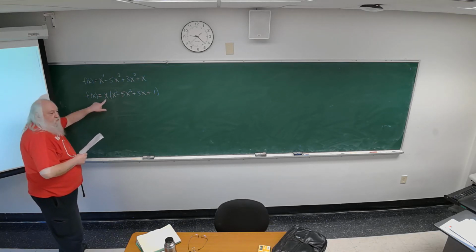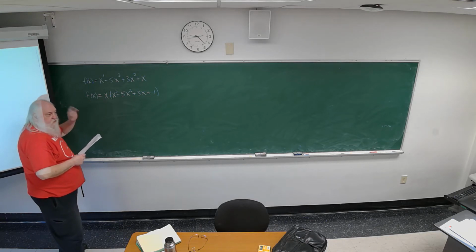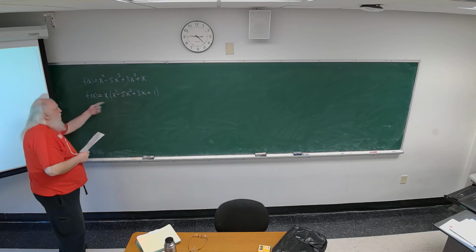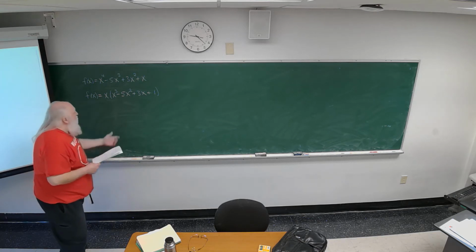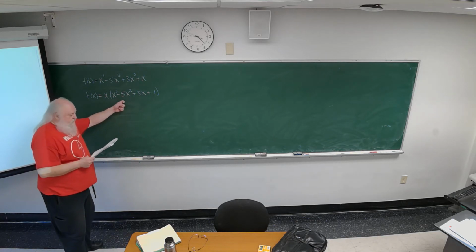So one zero of our polynomial function is x equals 0. Right? Put in 0 for x, and the right-hand side equals 0. So now we have to factor this third-degree polynomial.